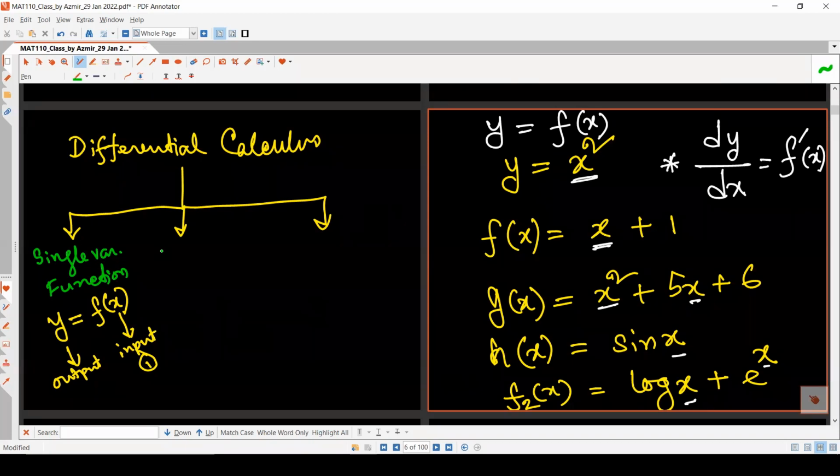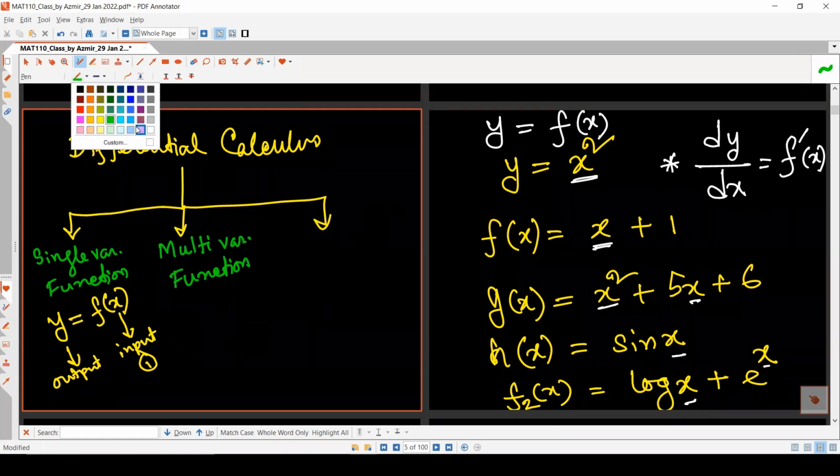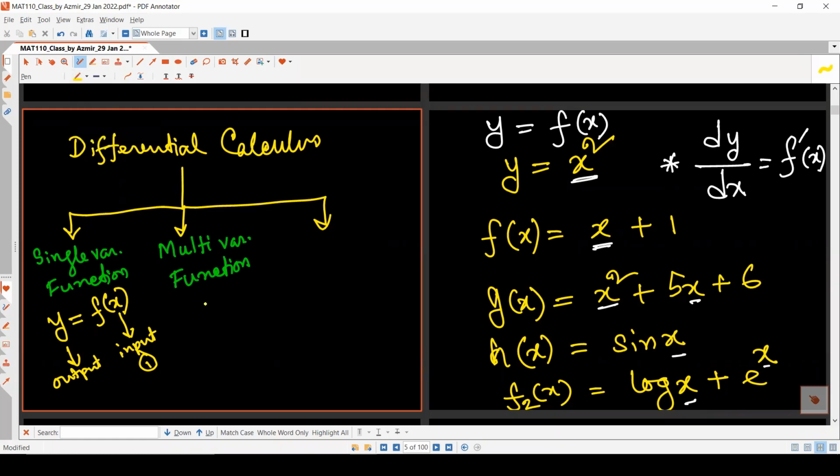you have to go through the contents which are known as multivariable functions. So which functions are multivariable? Let me give you examples. For y equals f of x, you can see the number of input is only x. It is just one. That's why we say single input variable or single variable.